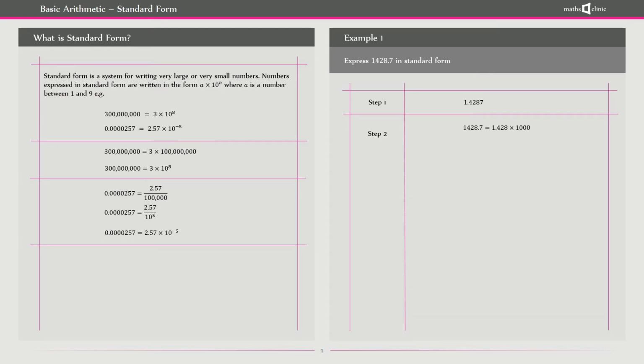So if you're comparing the number in the question, 1428.7, to our standard number, 1.4287, you'd have that our given number is our standard number multiplied by 1000. Now, 1000 is 10 to the power of 3, so 1428.7 equals 1.4287 times 10 to the power of 3, and that is our number expressed in standard form. It's actually really easy. There really isn't much to it. Let's try another example.